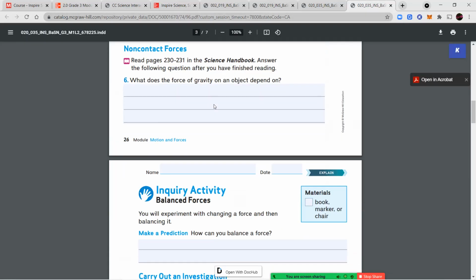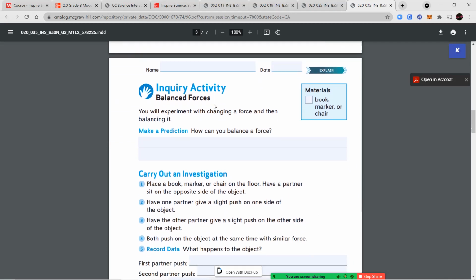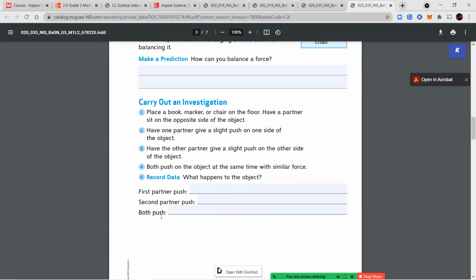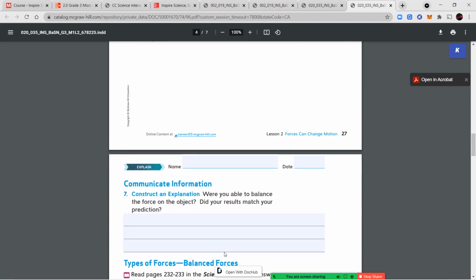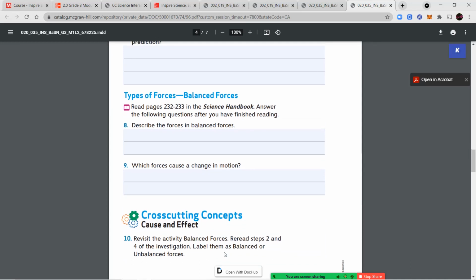Now, moving on, we have page 27. We have another inquiry activity about balanced forces. So we're going to be looking at how to make balanced forces by creating our own little balance scale. Now you'll have the materials and the directions here. You're going to document all of your answers as you go. You're going to fill in your responses on the following page, on page 28.